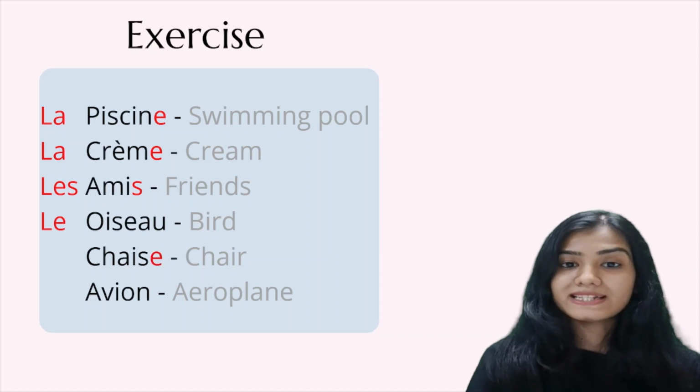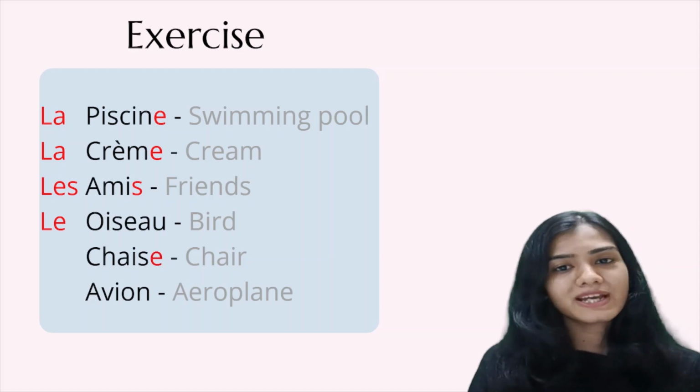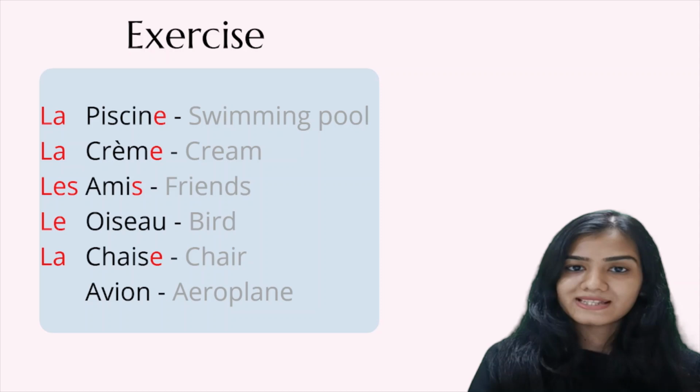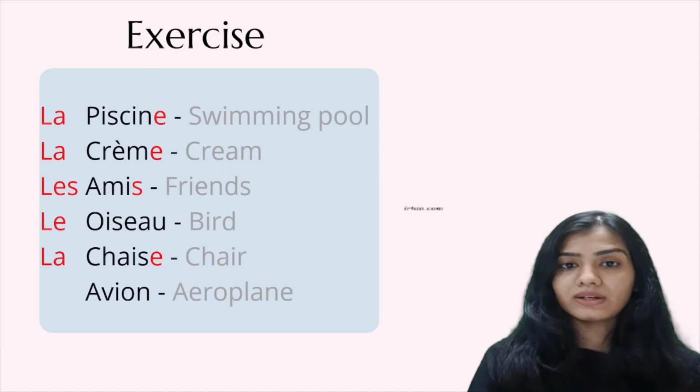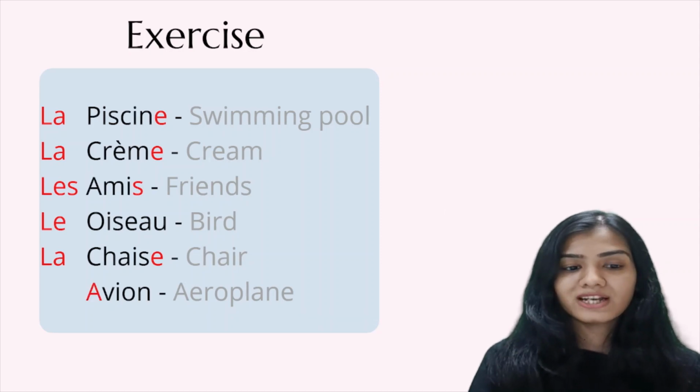Chaise, it's ending in E, that means feminine in gender. La chaise. Avion, it is starting with a vowel, A, that means it's going to be followed by l'. L'avion.